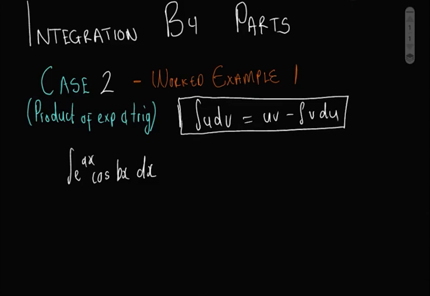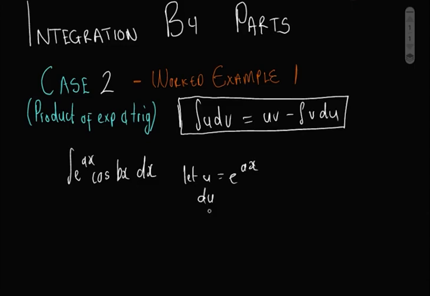Well, in this case, it doesn't matter what you make your u or your v if you have a product of a trig and an exponential function. That's good news, right? So here, let's just make our u be the exponential function which comes first, although it doesn't matter which one you make. So let u be equal to e to the ax.